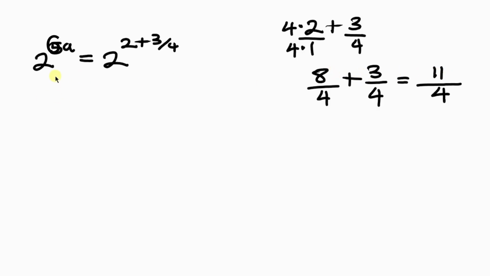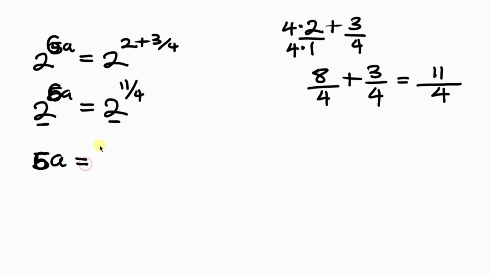So come back here, we have 2 to the power 5a equal to 2 to the power of, the simplification of this gives 11 all over 4. Very good. Now see that the base on the left and the base on the right are equal. So if the bases are equal, that means the powers must also be equal. So that means 5a must be equal to 11 all over 4.